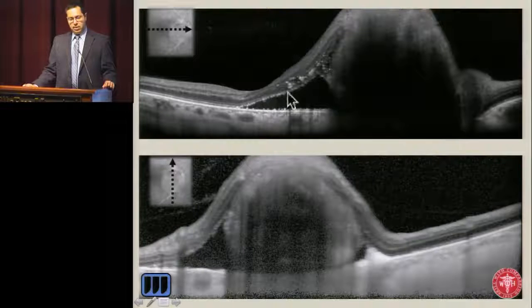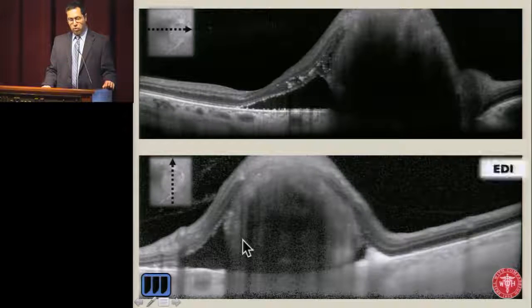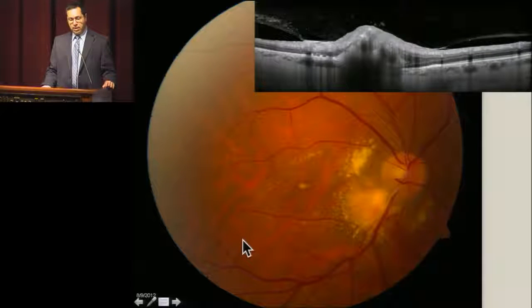And this is the same patient. You see the tumor there, exudation here, and this is the fovea, so it's causing vision problems. So we treated that with PDT. It's much smaller. The exudation is going away. Fluid is going away. Later, this tumor totally disappeared, and the patient regained 20/20 vision.